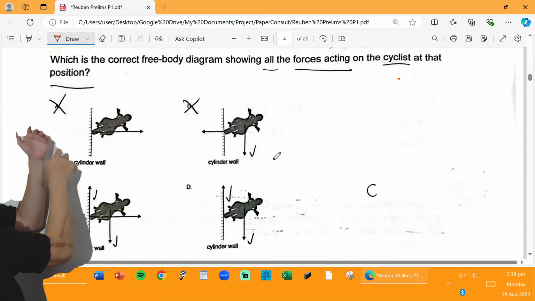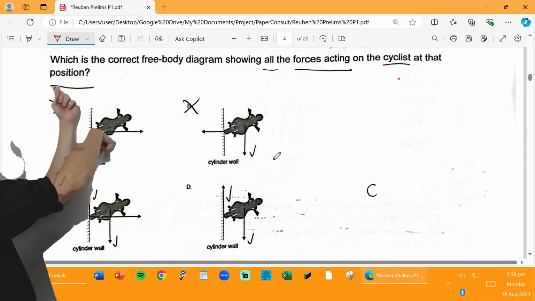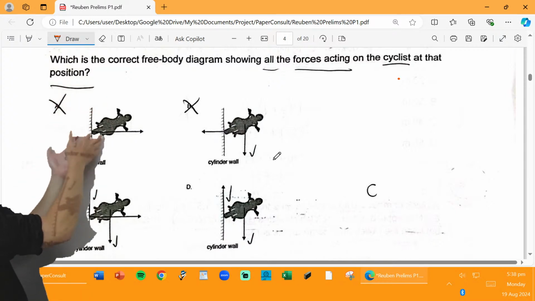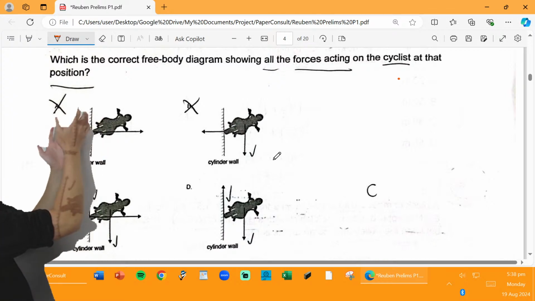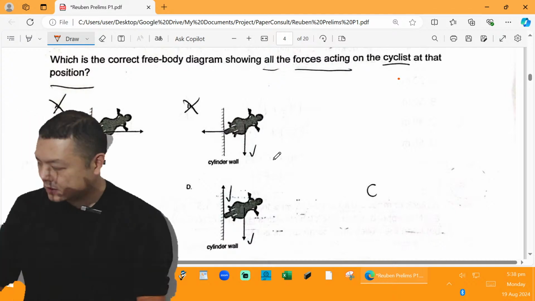A is wrong because even though there's normal force to provide a centripetal force, you're completely missing the other forces. Even though they balance, you cannot ignore them. So they will be there. So C is the answer for this.